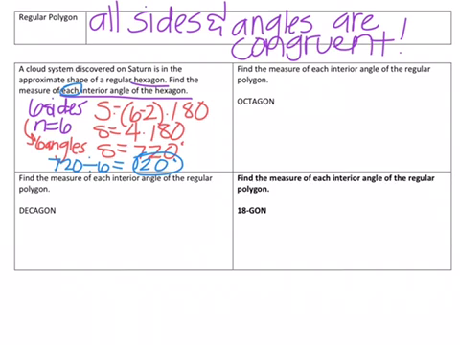Go ahead and try the next 3 on your own. Think about how many sides an octagon has, a decagon, okay? And of course, an 18-gon has 18 sides. So you're going to find the interior sum total and then divide it by the amount of sides that you have.